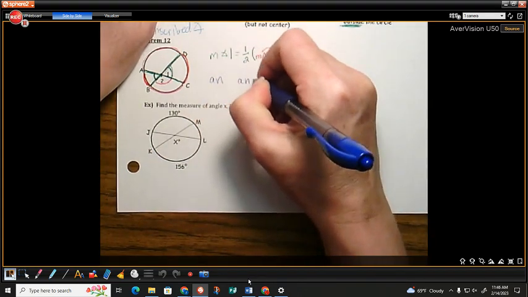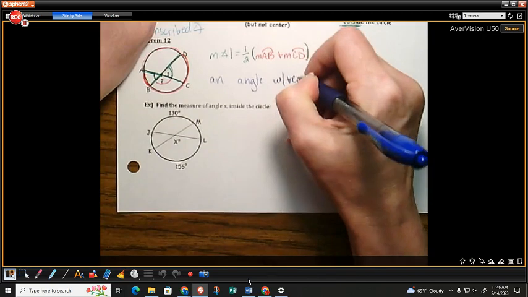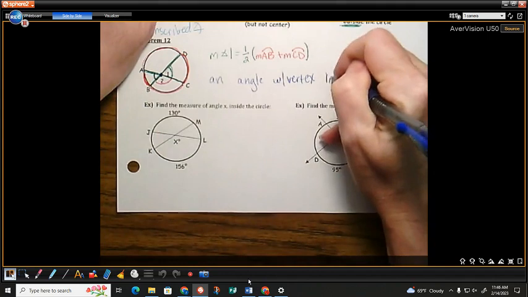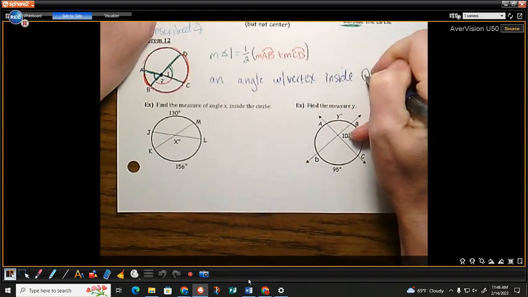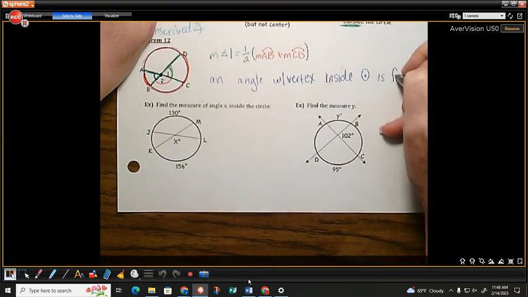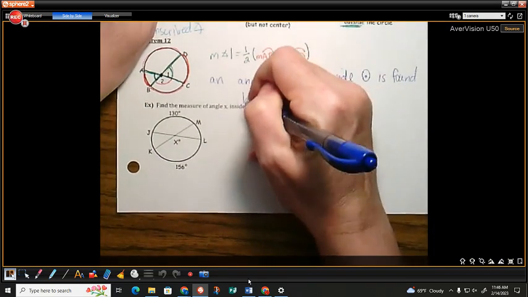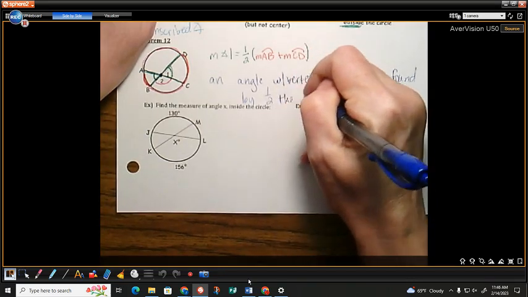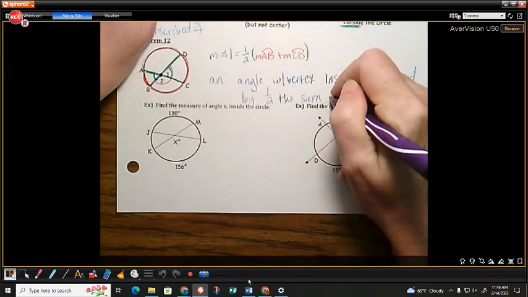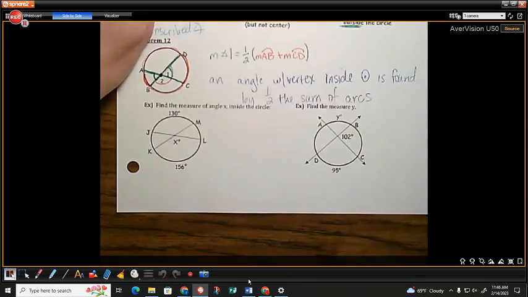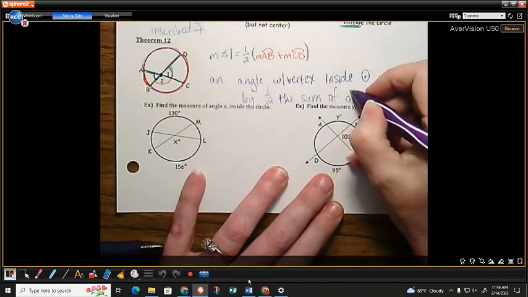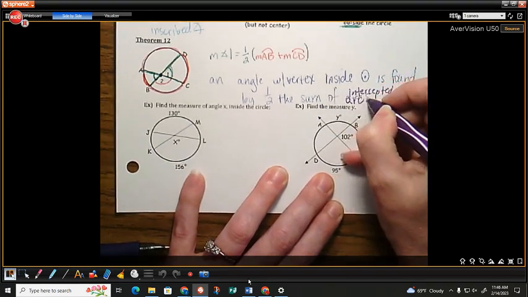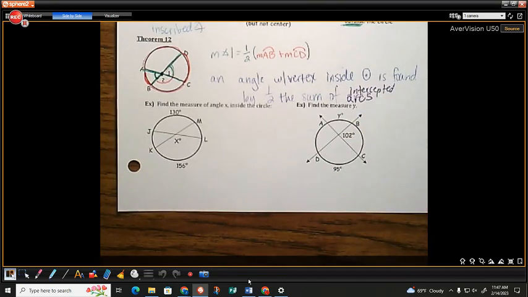An angle with the vertex where? Where's the vertex of my angle? Inside the circle is found by 1/2 the sum of the arcs. And it's the intercepted arcs. Let me put intercepted arcs. Arc, arc, arc, arc, arc.